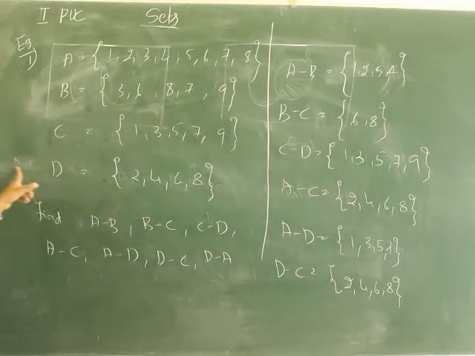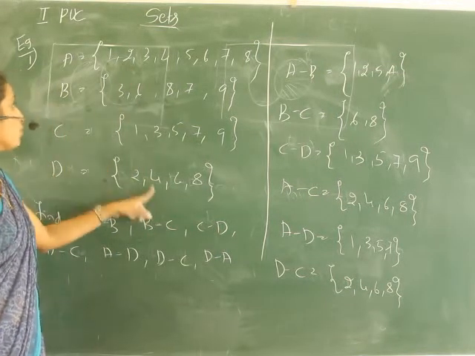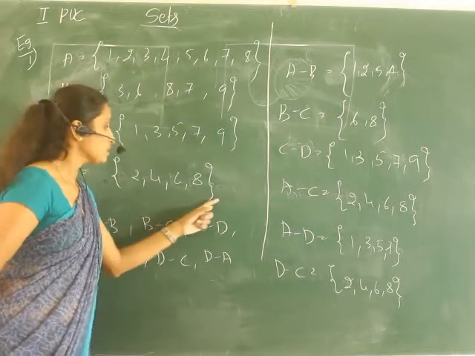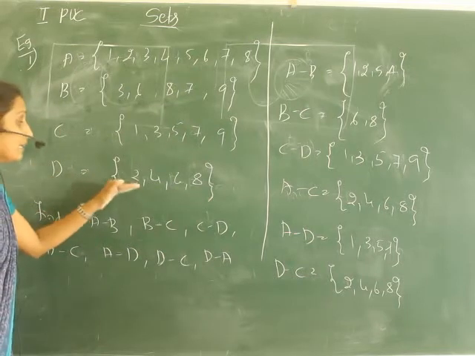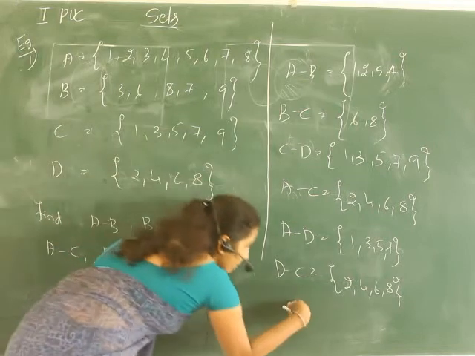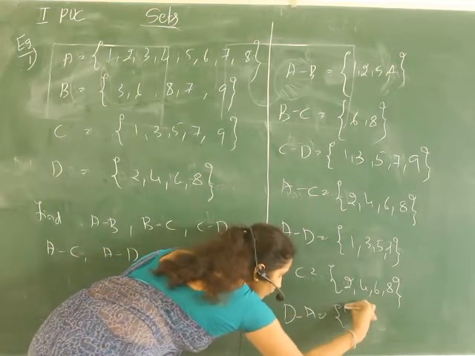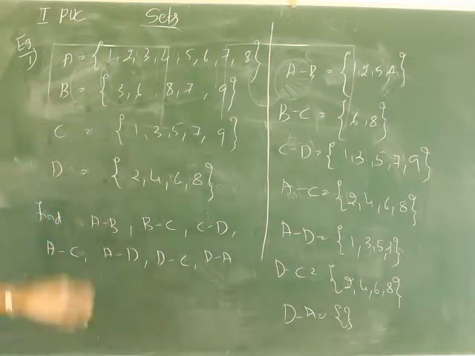Next it is D minus A. The elements present only in D, not in A. So 2 is present here, 4 is also present here, 6 is also present here, 8 is also present here. So all the elements of D are in A. So there is no element only in D. Therefore, D minus A is the empty set. So this is the answer for this question.